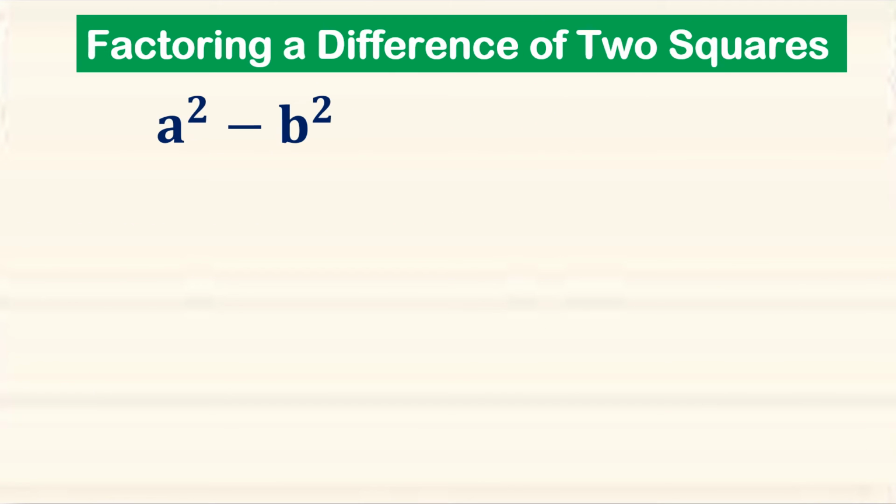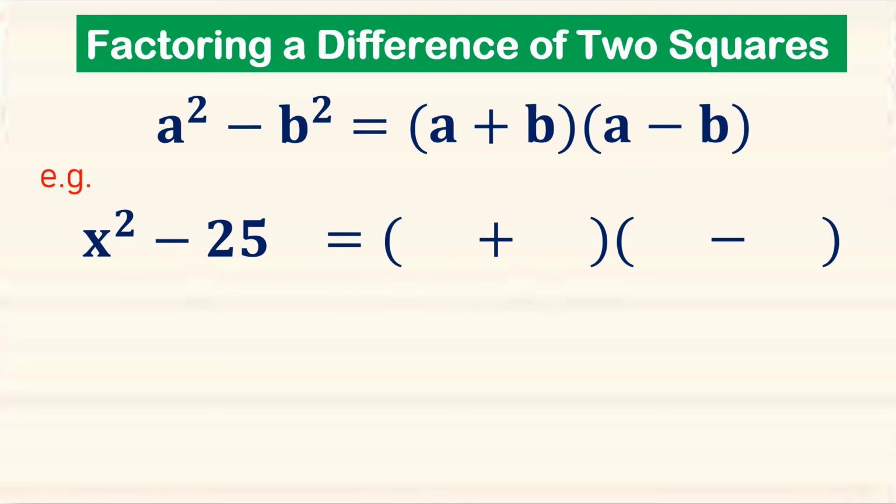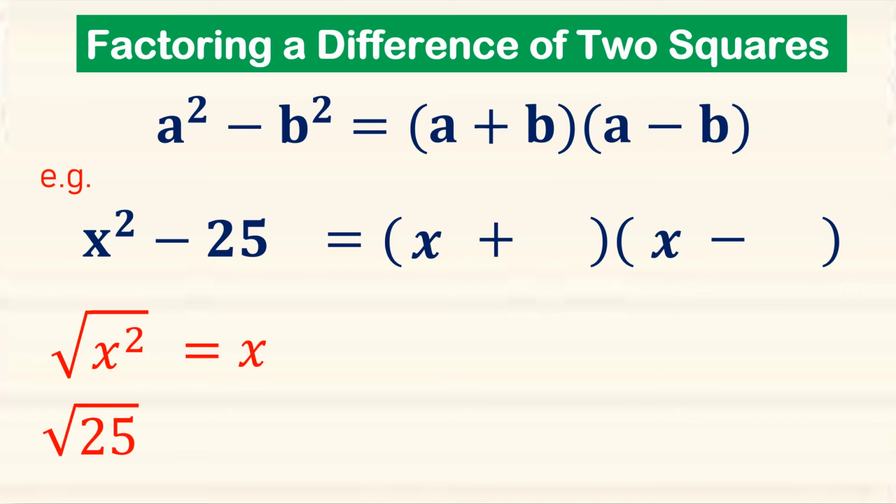Now let us have the last one, the difference of two squares, a squared minus b squared. In here we have the pattern a plus b times a minus b, wherein a is the square root of a squared and b is the square root of b squared. So if we have this example, x squared minus 25, the first thing we need to do is the parenthesis, then plus and minus over there. Get the square root of x squared, which is x. Position your x in here. Then square root of 25, which is 5. So we have 5 and 5. So the factors are x plus 5 times x minus 5.